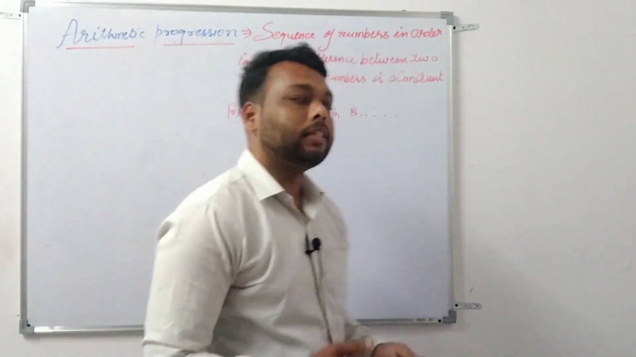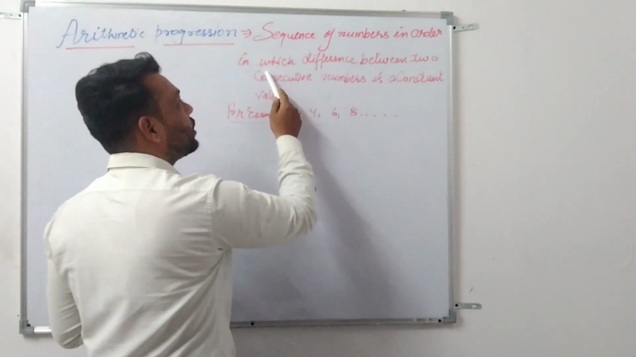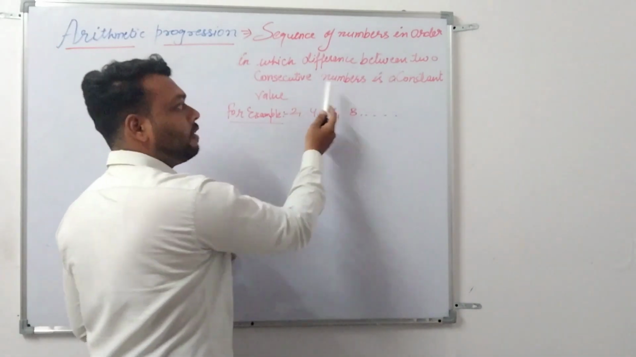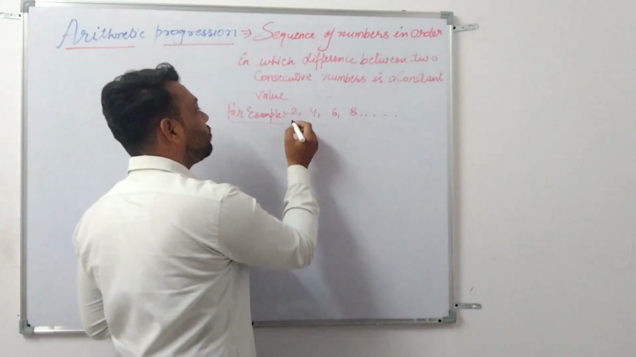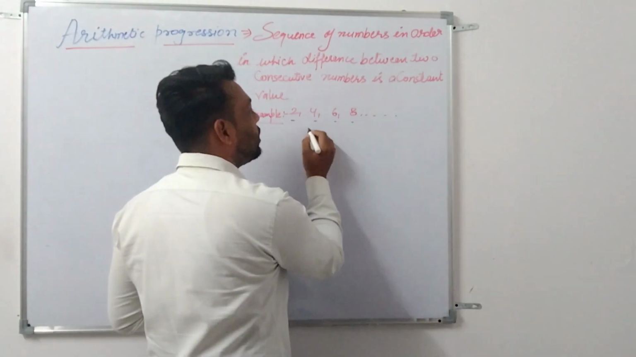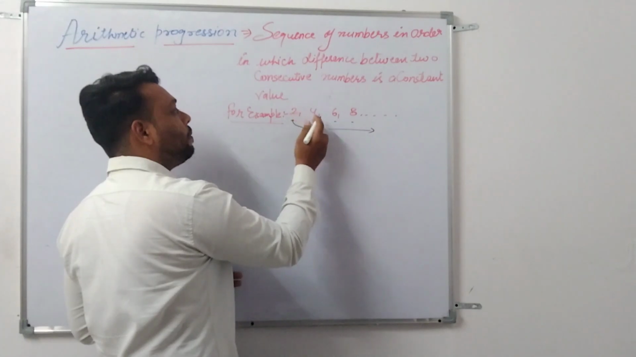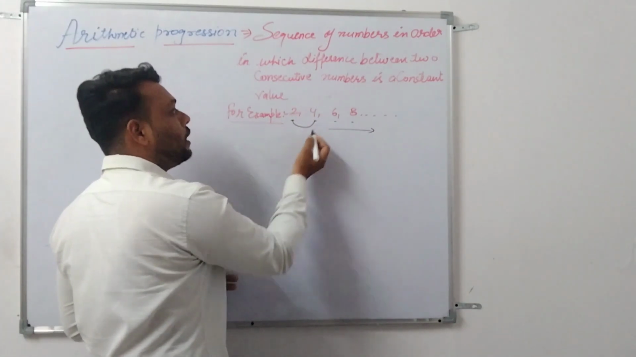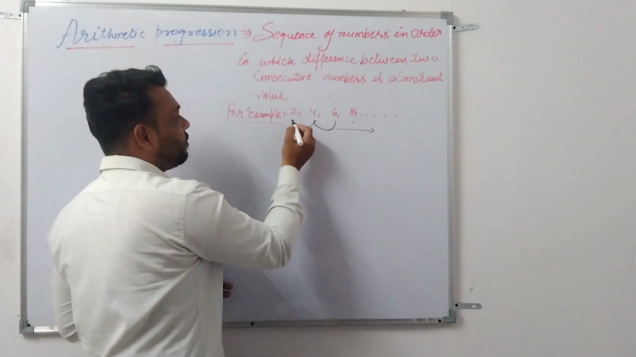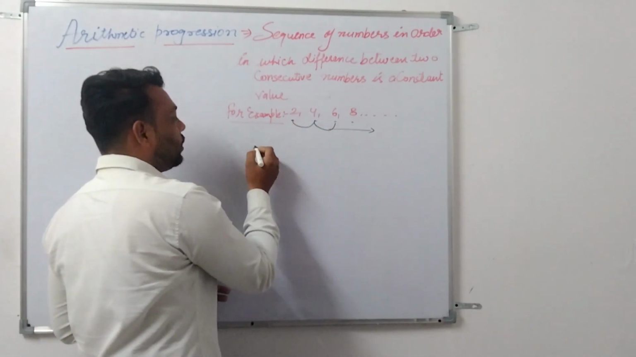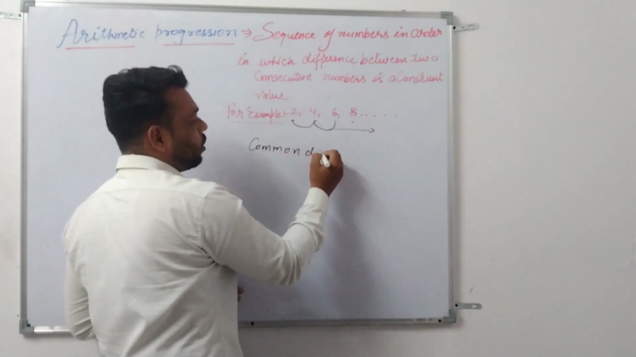So let's start. Arithmetic progression is a sequence of numbers in which the difference between two consecutive numbers is a constant value. For example, take 2, 4, 6. It is a sequence of an AP. The difference between 2 and 4 is equal to the difference between 4 and 6. This difference between two numbers is called the common difference.